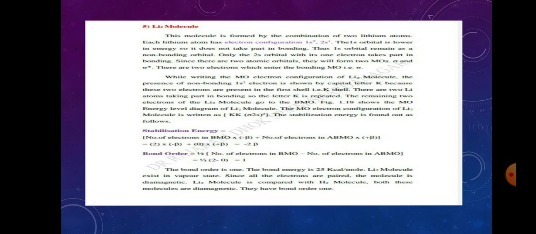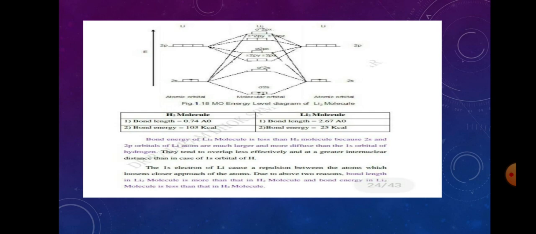Then we can calculate the stabilization energy of the Li2 molecule by using the formula: number of electrons in bonding molecular orbital into minus beta plus number of electrons in antibonding molecular orbital into plus beta. Then we also calculate the bond order by using the formula 1/2 into number of electrons in bonding molecular orbital minus number of electrons in antibonding molecular orbital. Then we saw the molecular energy level diagram of the Li2 molecule.